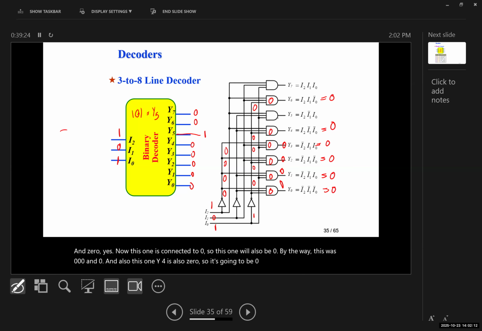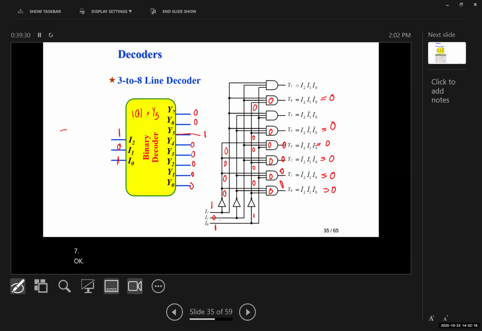Now, we're left with Y5 and Y7. You can see that Y7 is connected to this line over here, which is 1. It is connected to the second one coming down here, which is what? 0. So the middle one is 0, and the last one is again 1 because it's connected down here. Because one of the inputs is 0, Y7 would be 0.